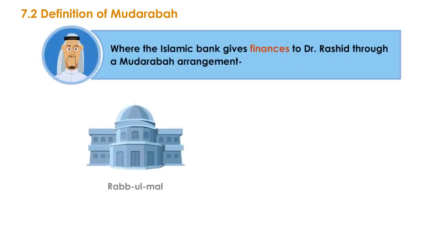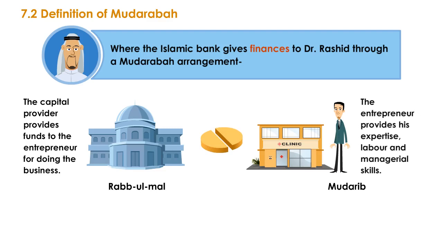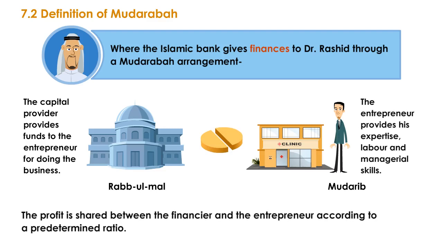Scenario 1, where the Islamic bank gives finances to Dr. Rashid through a Mudaraba arrangement. The capital provider or the Rabul Mal provides funds to the entrepreneur for doing the business. The entrepreneur or the Mudarib provides his expertise, labor and managerial skills. The profit is shared between the financier and the entrepreneur according to a predetermined ratio.